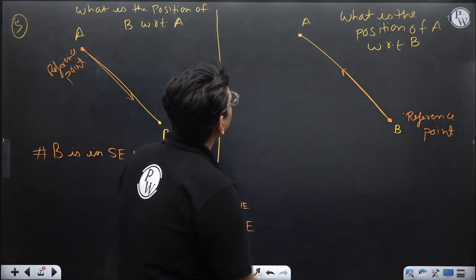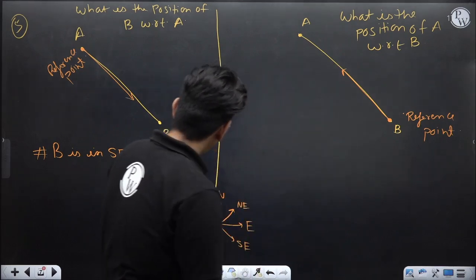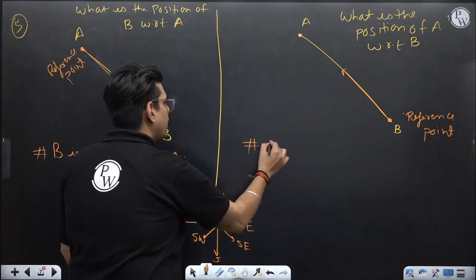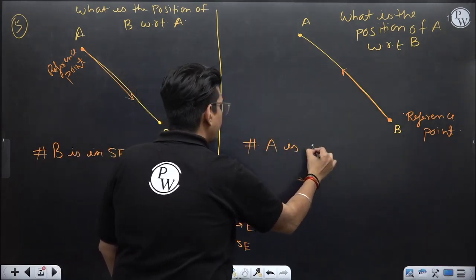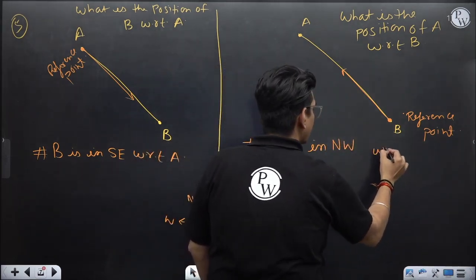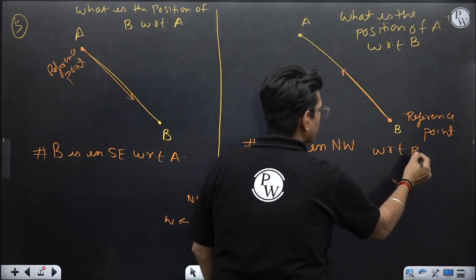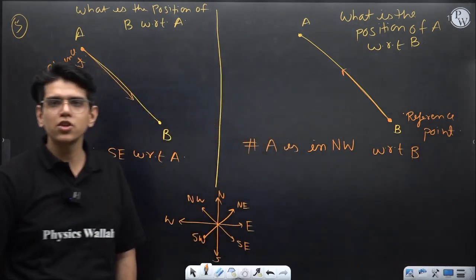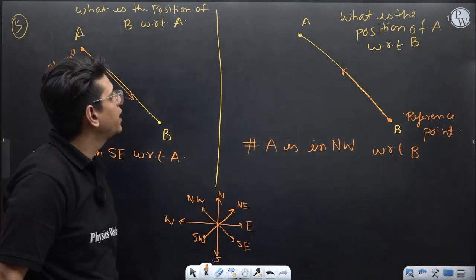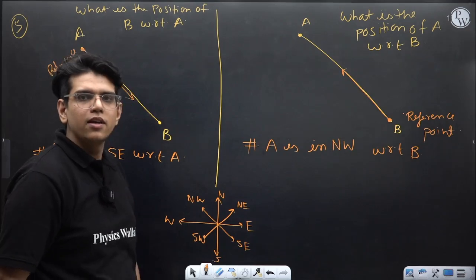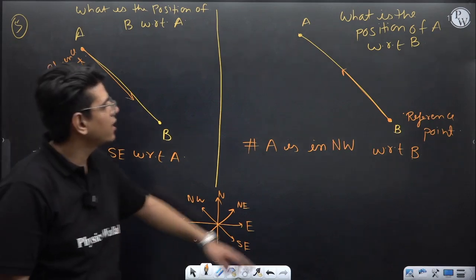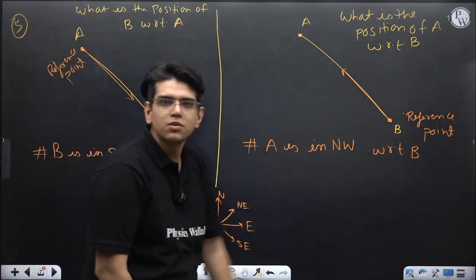Now what is the direction of A with respect to B? It is nothing but northwest. So A is in northwest direction with respect to B. Okay, so don't get confused, right? You should know what the reference point is, then only you can predict the direction of any point. In this case our reference point was A, in this case our reference point was B.